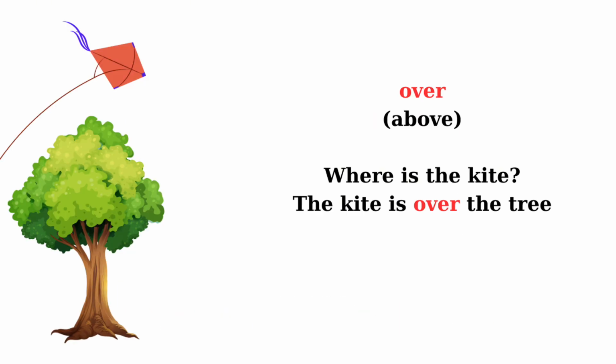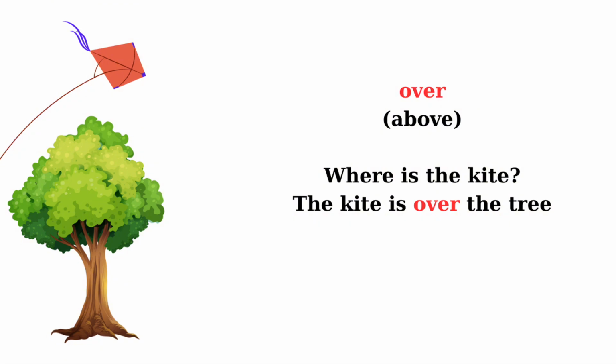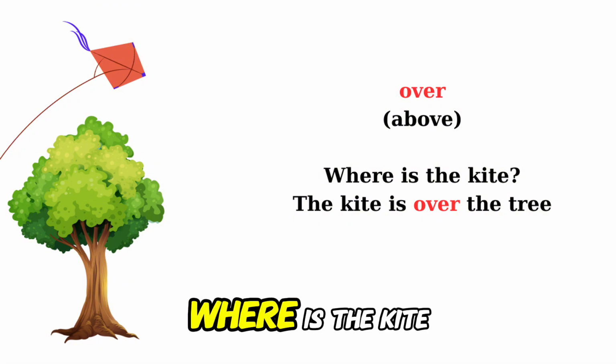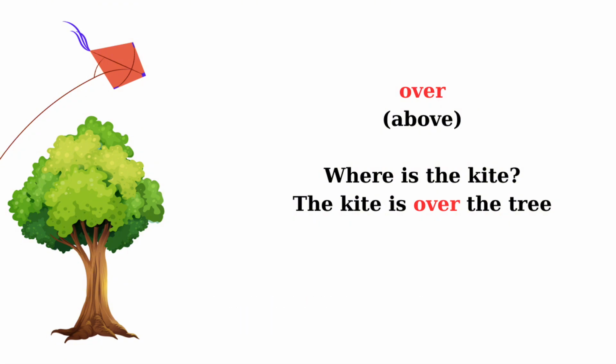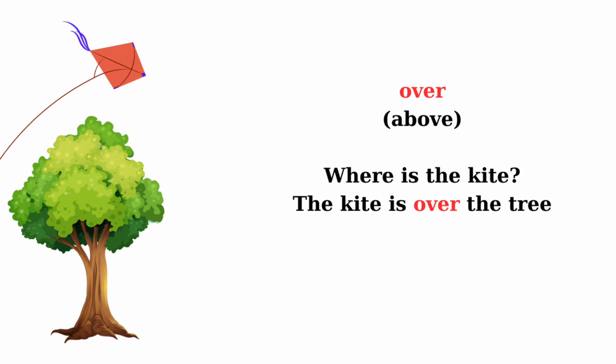Over. Above. Where is the kite? The kite is over the tree. Where is the kite? The kite is above the tree.